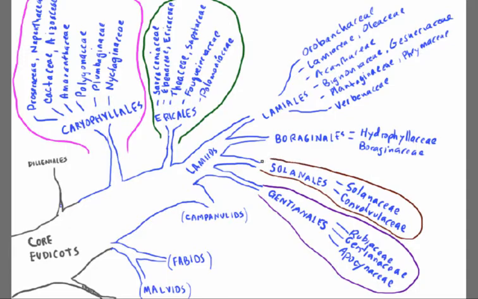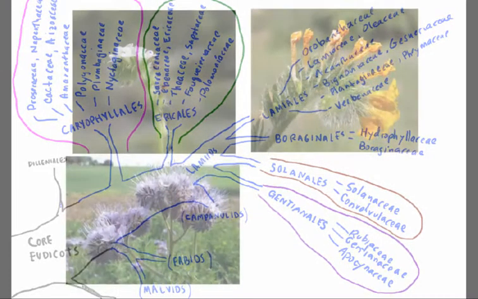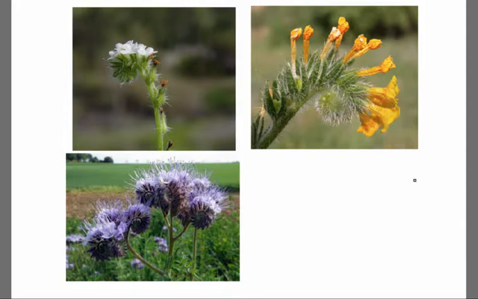Now the third order that we're naming within the Asterids 1, or the Lamiid clade, is the Boraginales, which is really small in comparison with the other orders in this video. I'm including it mostly because they're among the very common spring annual natives in our part of Southern California. And they're also really easy to identify, so it's kind of fun.